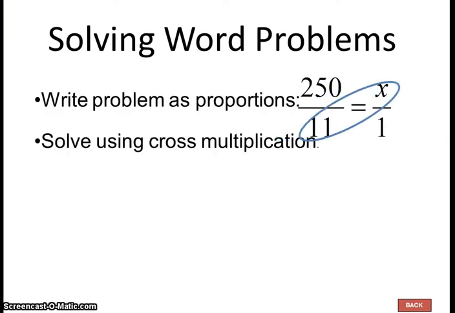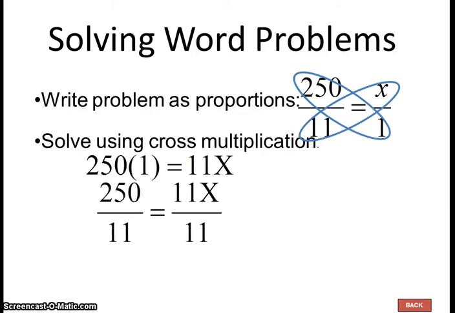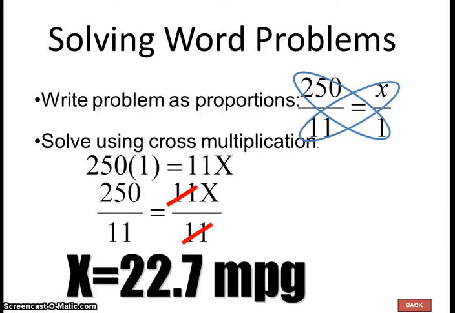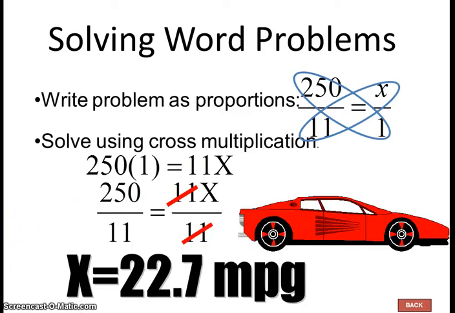So we've got 250 miles per 11 gallons. We want to find out how many per 1 gallon. All we have to do is divide by 11, and we'll see that we get 22.7 miles. Some awesome sound effects right there.